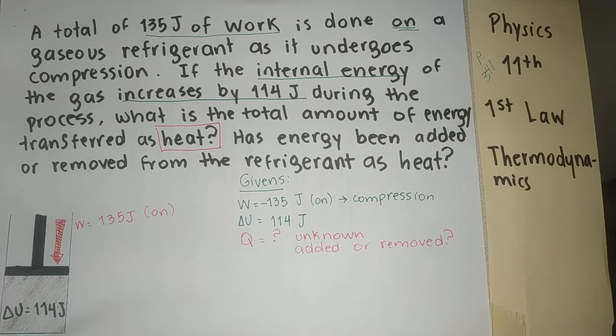And the second question is, has energy been added or removed from the system? So, which one is going to tell me if the energy is being added or removed? If, for example, when you isolate Q and the symbol gives you positive, we can say that Q is added to the system. Now, if it's negative, we're going to see that it is removed.